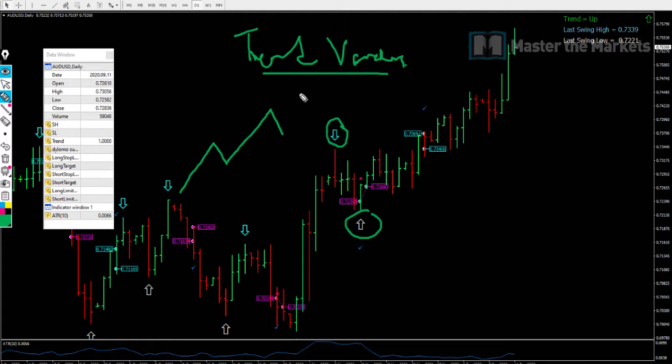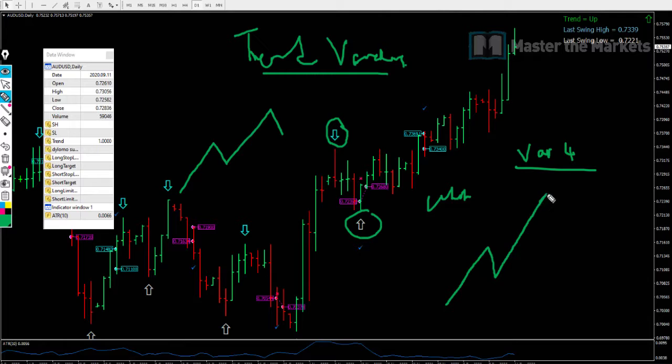Okay. Now, I won't be going through all the 6, but I'll be going through 2 of the 6 trend variations, which are good for riding the trend. So what are the 2 trend variations? One is what we call variation 4, the fourth variation of the 6 variations.